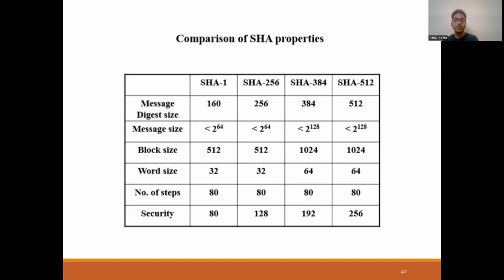The output security for SHA-1 is 80, for SHA-256 it is 128, for SHA-384 it is 192, and for SHA-512 it is 256 bits.